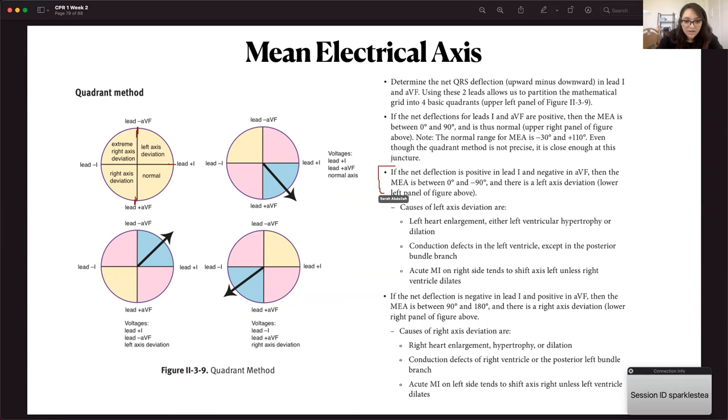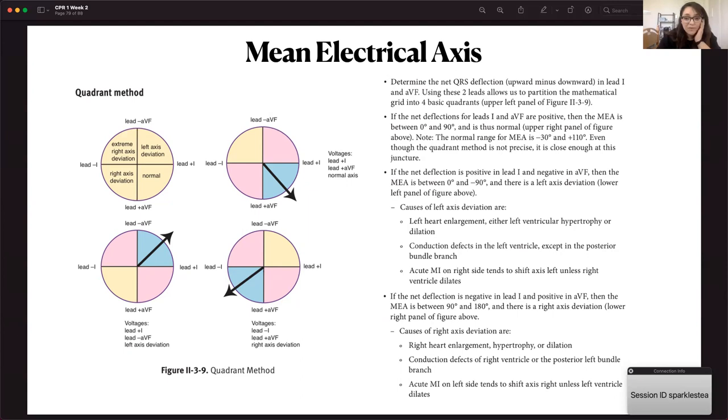And over here, it's going to tell you if it's negative or positive, which direction you're trying to go in. And then once you land in the quadrant you're trying to land in, there should be a set of pathologies in your lecture that you're looking for in those quadrants. It's not as complicated as people make it seem.